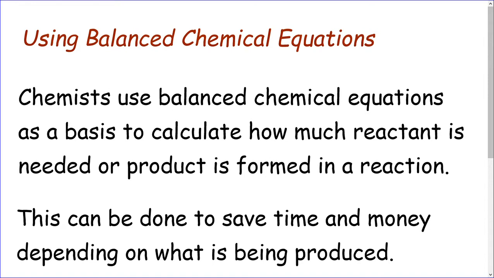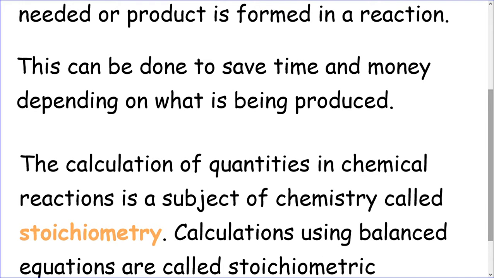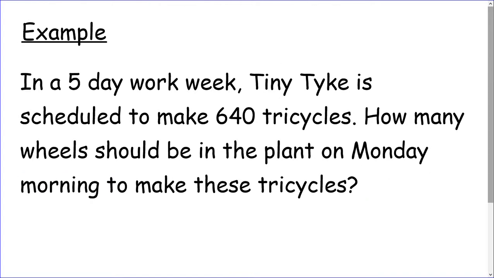We can use this similarly to how we would have used moles in a previous section. This can also be done to save time and money depending on what's being produced, because they can predict how much of a certain product we might need to order in order to do a reaction or an experiment. So the calculation of quantities in chemical reactions is a subject in chemistry called stoichiometry. It's based on using balanced chemical equations. We've used that a few times now, so your equations always need to be balanced. And then after that, we can start to compare these things together.